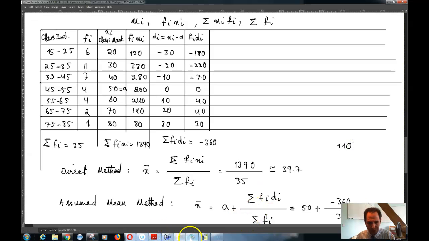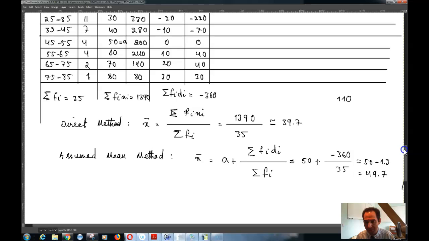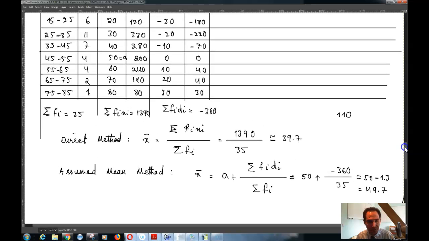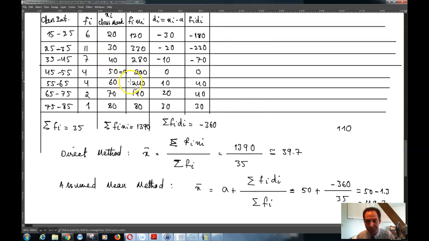Let me use a calculator. So you get 30 plus 80 minus 70 minus 220 minus 180 is equal to negative 360. That is correct. I want to calculate sigma f of i d of i by sigma f of i, which is equal to 35. And I took a as 50.